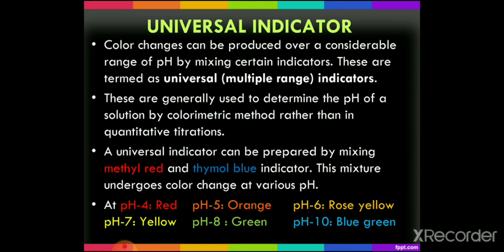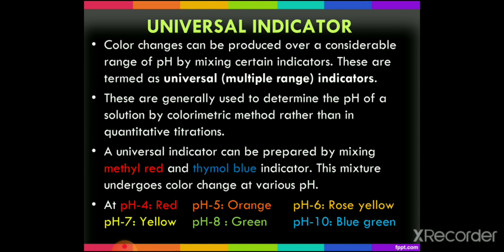Now the next type of indicator is universal indicator. The color changes can be produced over a considerable range of pH by mixing certain indicators. These are termed as universal or multiple range indicators. These are generally used to determine the pH of a solution by colorimetric method rather than in quantitative titration. A universal indicator can be prepared by mixing methyl red and thymol blue indicator. This mixture undergoes color change at various pH.